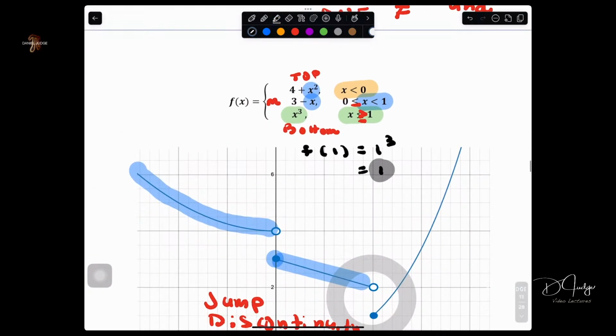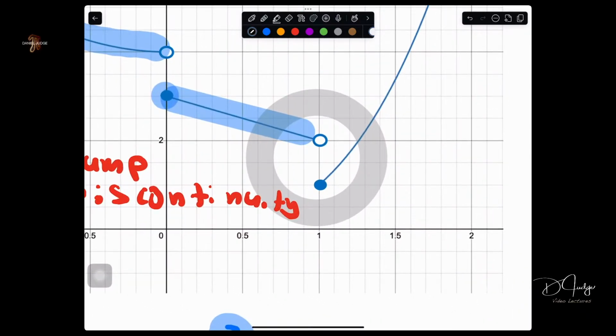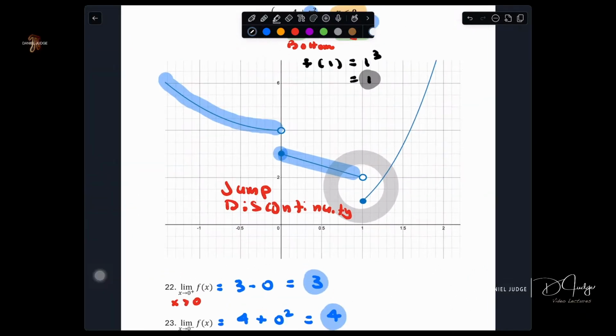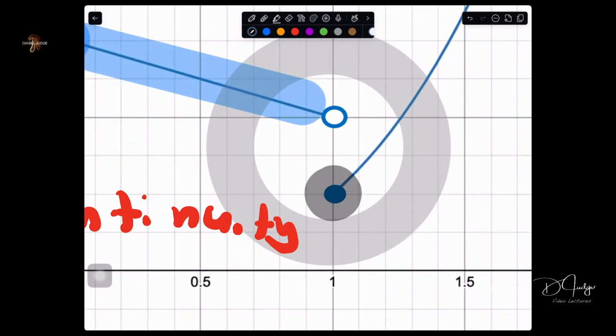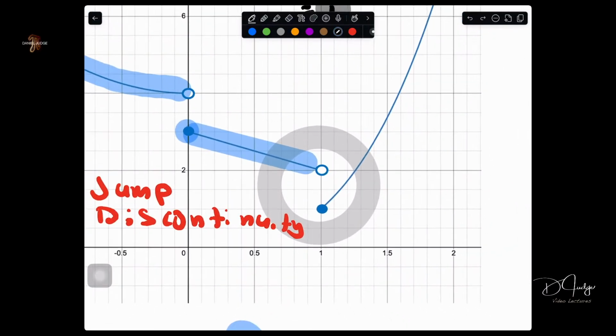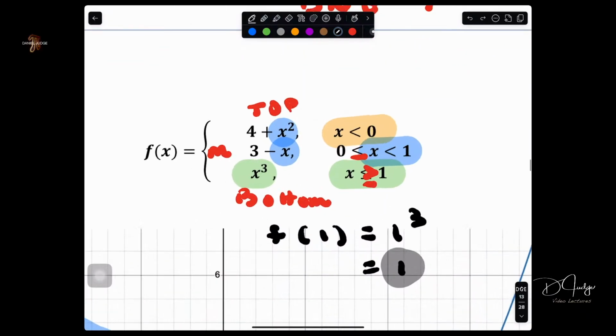Okay? And it's all illustrated in this picture. The right-handed limit is 1. The left-handed limit is 2. The reason they have that dot there is because you can use that portion of the curve, the x cubed, when x is 1, because that's how it's defined here.